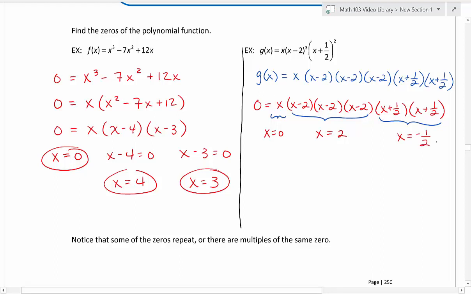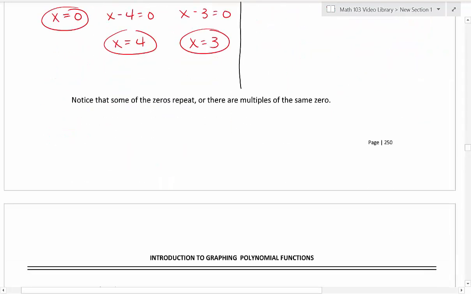We only have three unique zeros, 0, 2, and negative 1/2, but notice that our 0 of 2 actually showed up 3 times because we had 3 factors of x minus 2, and our 0 of negative 1/2 showed up 2 times because we have 2 factors of x plus 1/2. These zeros are said to have multiplicity because they showed up multiple times.